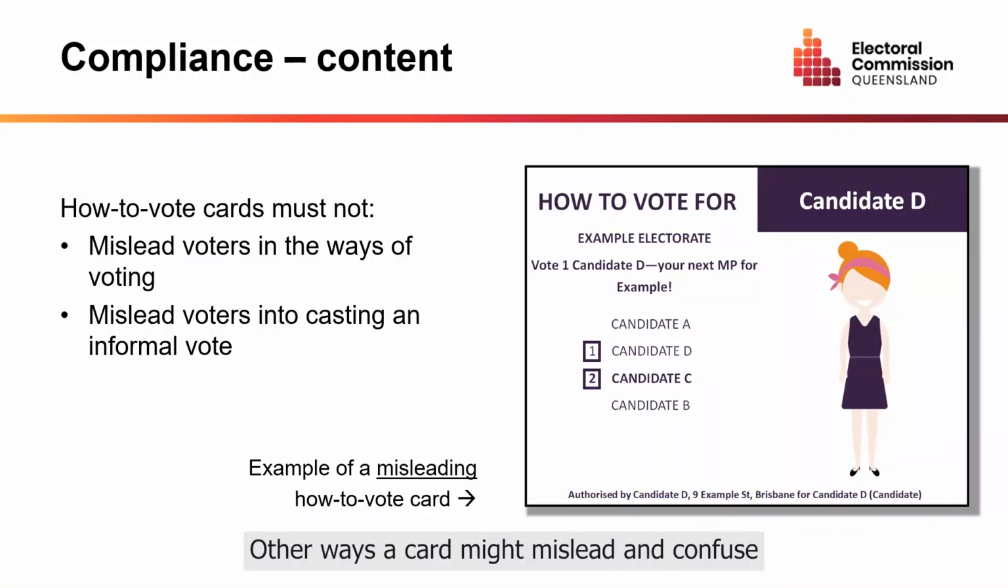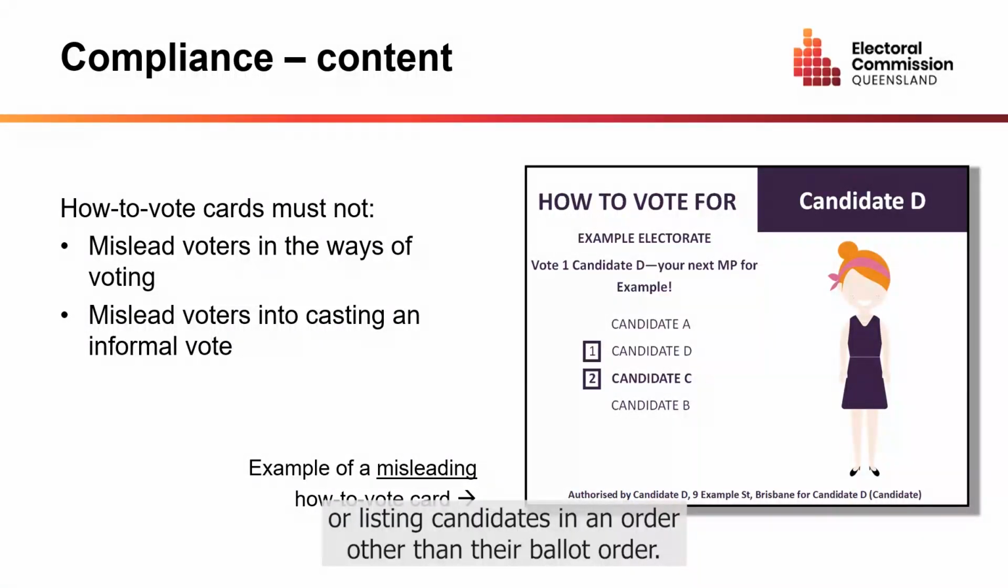Other ways a card might mislead and confuse voters could include misspelling candidate names or text in an authorisation, or listing candidates in an order other than their ballot order.